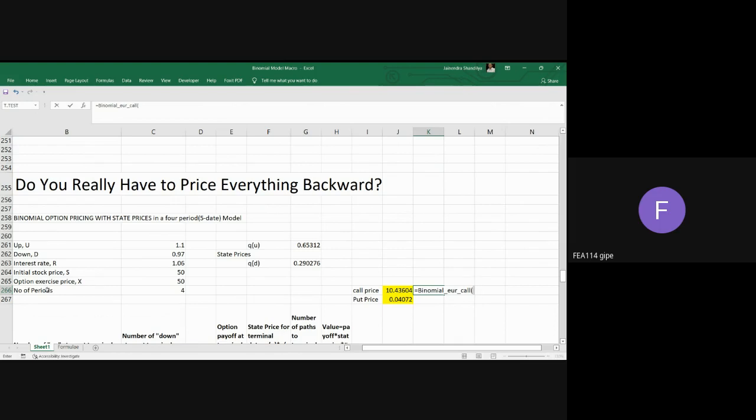So your up should be first, down should be next, intercept should be third, stock price should be fourth, exercise price should be fifth, and the period should be sixth. So I will first select this one, then the second one, then the third, fourth, and fifth, and then finally I select the sixth thing, which is the number of periods, and I press enter, and I get the price, which is exactly the price for the binomial European call. So I got the price of binomial European call. If I want to do pricing of binomial European put, I can also use.